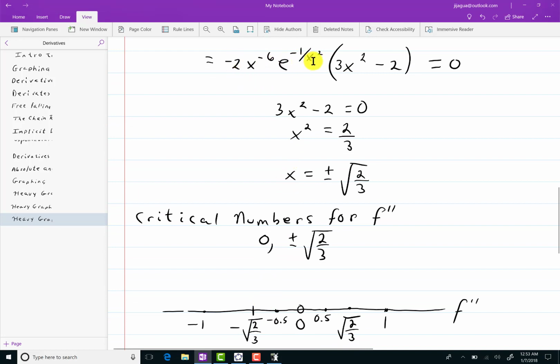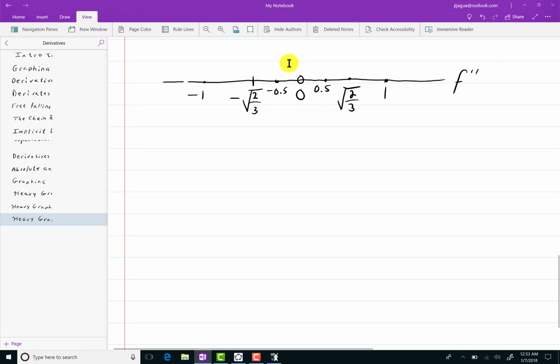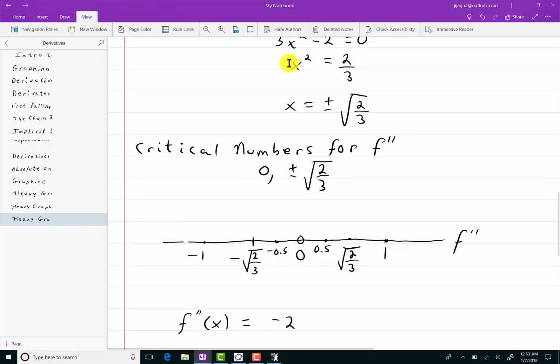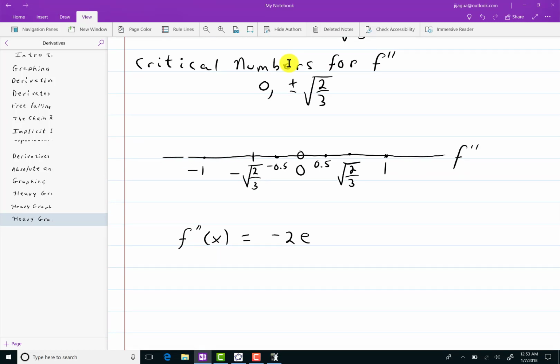All right, I am going to take f double prime of x and rewrite it just a little bit to help myself out with the signs. That's a lot of stuff up there for me to try to figure out. So let me rewrite it down here. f double prime of x equals -2 e to the -1 over x squared times 3x squared minus 2 all over x to the 6th.